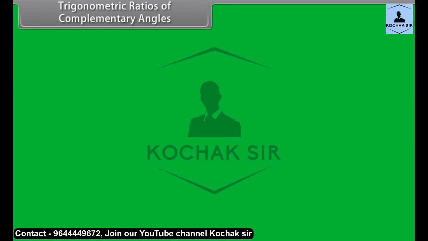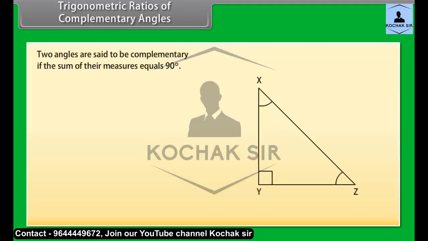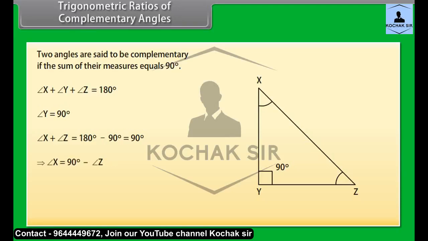Trigonometric ratios of complementary angles. Two angles are said to be complementary if the sum of their measures equals 90 degrees. Consider the triangle XYZ, right-angled at Y. Angle X plus angle Y plus angle Z is equal to 180 degrees. Angle Y is equal to 90 degrees. Angle X plus angle Z is equal to 180 degrees minus 90 degrees equals 90 degrees, which implies angle X is equal to 90 degrees minus angle Z. Or simply, X is equal to 90 degrees minus Z.